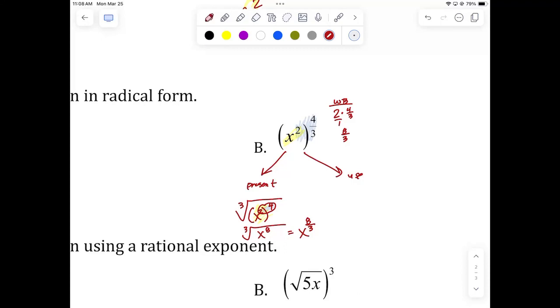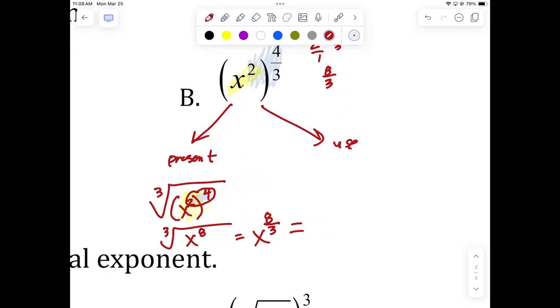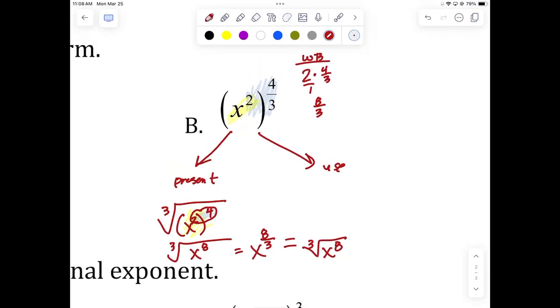Now let's write that back in radical format. What would be the simplified radical format? X to the 8/3 becomes what? The 8th root or the cube root? The cube root of x to the 8th. There you go. Now, of course, if we want to use this, we're going to say it's the cube root of x to the 8th power. Okay?